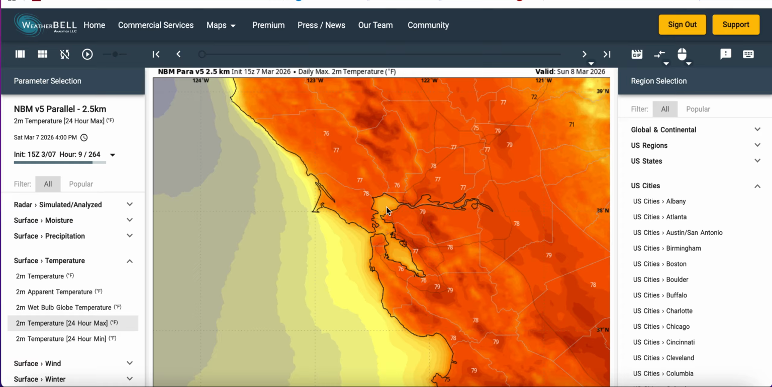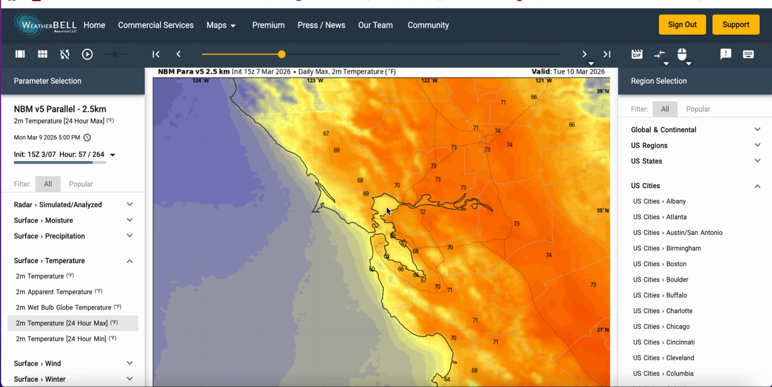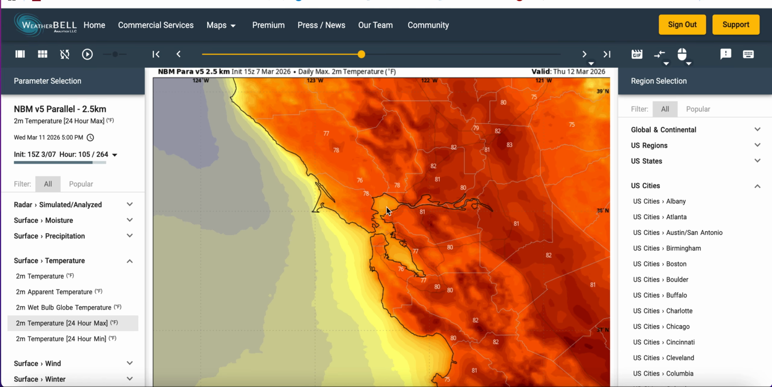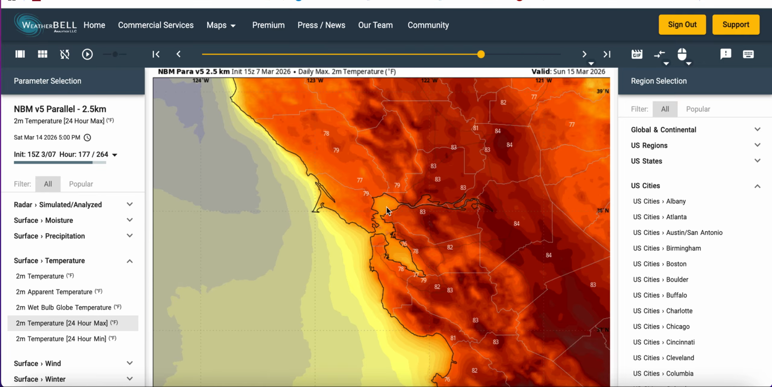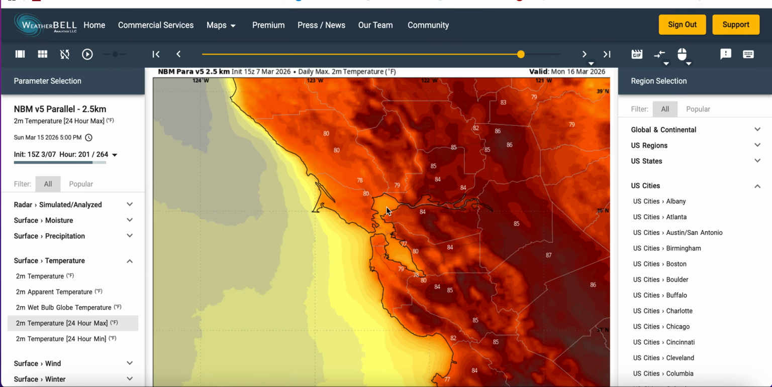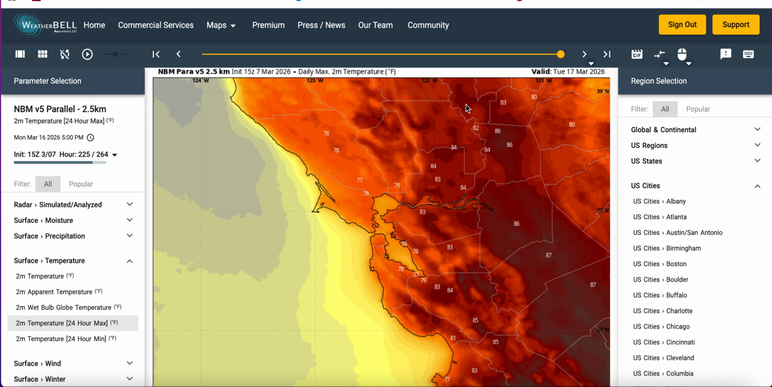So yeah, warm day. If you're into warm weather, enjoy it. If you're not, stay cool. And it might get a bit of a cool down early next week, but really not that much. The National Blend of Models is showing it warming right back up as we go into the end of this week, into next weekend. Could even be some 80s for the Central Valley, maybe even widespread mid 80s. We'll have to see how that plays out.